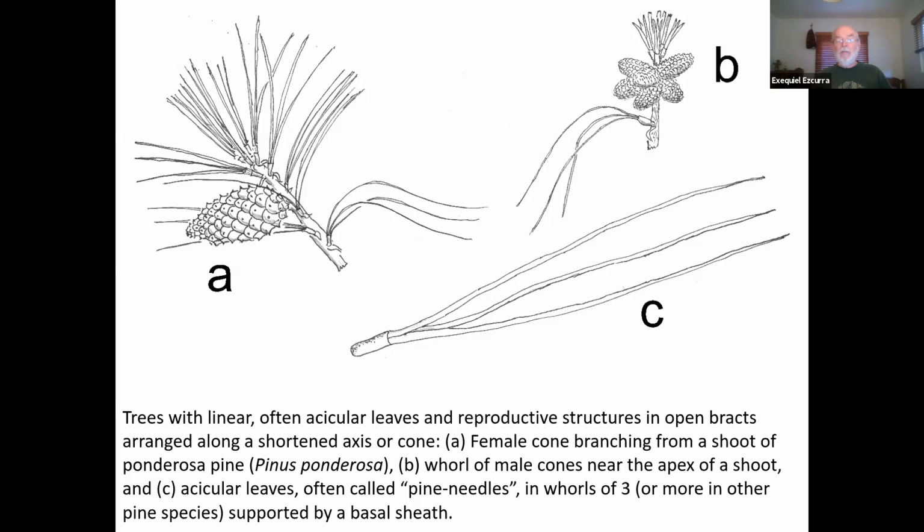The reproductive structures are in male or female cones. Here in the illustration, you see a female cone in a branch of Pinus ponderosa, the ponderosa pine. And you can see the bracts of the female cone organized in a cone-like structure. And you can see the bracts of the male cones that are normally much, much smaller, organized again in a little cone structure. In pines, the leaves are acicular, which means needle-like, in whorls of 3 or more in some pine species, supported by a basal sheath.